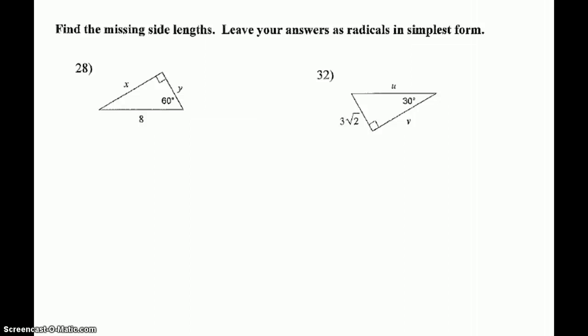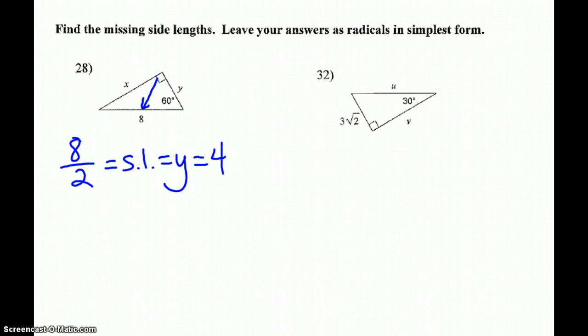So here on number 28, I have a 30, 60, 90 triangle, and they give me the hypotenuse. Okay? So I know that my rule in a 30, 60, 90 is if I divide the hypotenuse by 2, that gives me the short leg, which is y. So y has to be 4. To get to the long leg from the short leg, all I do is take my short leg and multiply it by root 3. This is one of the easiest 30, 60, 90s that you could get.